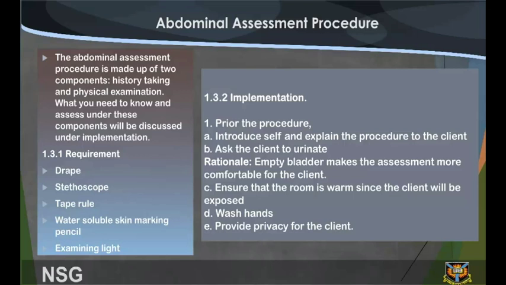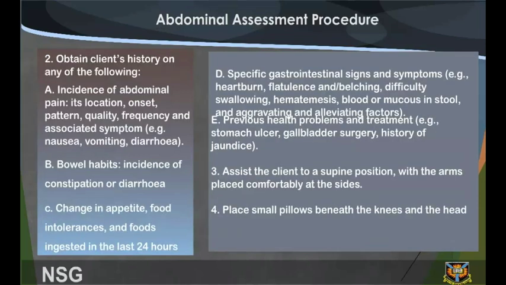Requirements: drape, stethoscope, tape roll, water-soluble skin marking pencil, examining light. Implementation. Prior to the procedure, introduce self and explain the procedure to the client. Ask the client to urinate. Rationale. Empty bladder makes the assessment more comfortable for the client. Ensure that the room is warm since the client will be exposed. Wash hands. Provide privacy for the client.